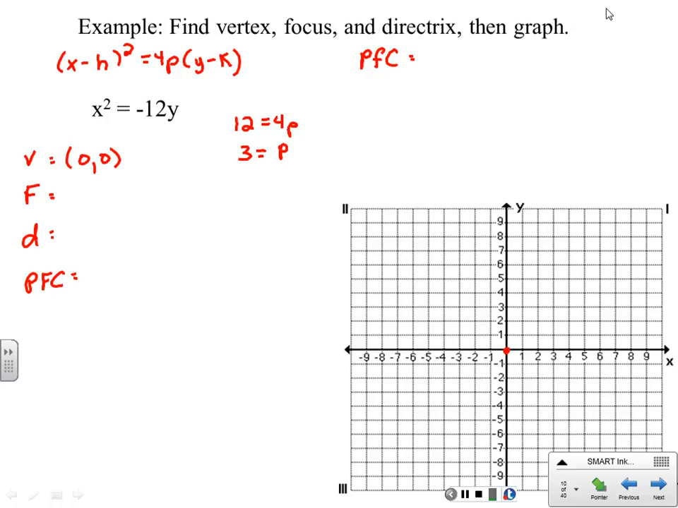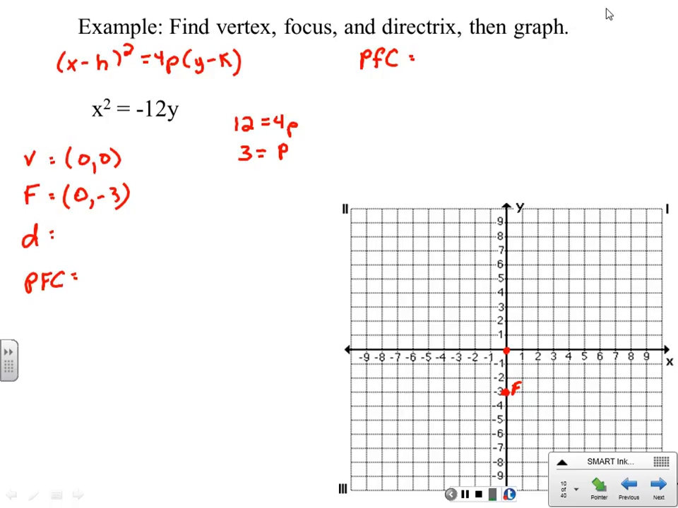And the next thing that we've got to find is the focus. So think with me. This parabola opens down, and my focus is always found where? On the inside. So if this parabola opens down, where do you think the focus is going to be? Down how many? 3. So, 1, 2, 3. There's your focus. And that ordered pair is going to be 0, -3.